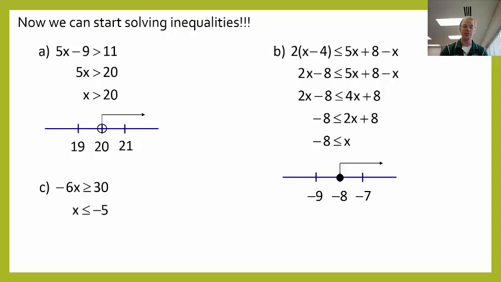Okay, our last one, C, we've got to flip our inequality sign because I divided both sides by -6. Again, it's a closed circle at -5, and we're looking for less than -5, so we're going to the left. Again, notice in every graph I have the starting point with an integer to the right and an integer to the left.